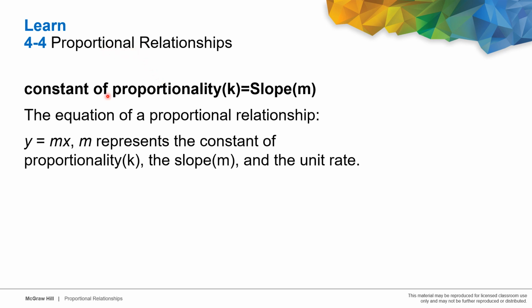All right? So your equation, this is the most important thing, is y equals mx, where m is your slope, which is also your constant of proportionality, which is k. Once again, slope m. And for proportional relationships only, it is the unit rate, which is how much on your y-axis for 1 on your x-axis. And we'll see what that looks like in the examples. So get this copied down, and then we'll move on to the examples.